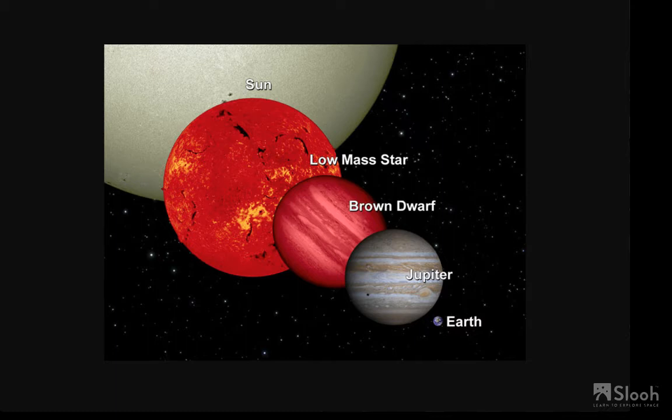So they're a little bit bigger than Jupiter, and sometimes they're a lot bigger than Jupiter, but they're much less massive than our sun. So if we look at this image here, we're seeing the relative size of our sun versus a low mass star versus a brown dwarf, and then Jupiter, and then the Earth. So we know the Earth is much smaller. Jupiter is a gas giant, and a brown dwarf is also essentially a gas giant, but it's not a gas giant planet. It is not a low mass star. It's its own category.